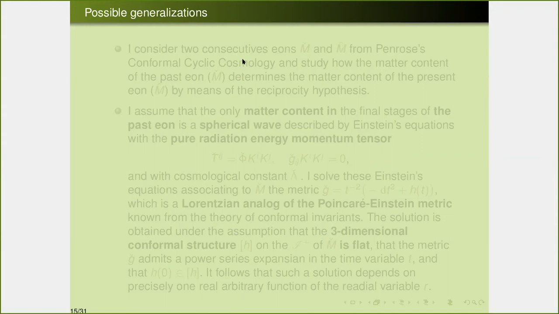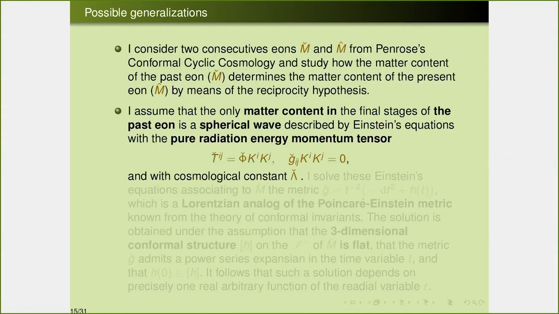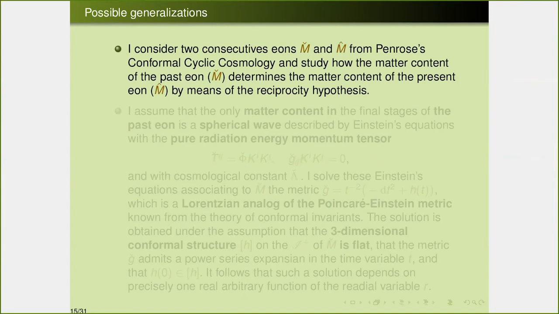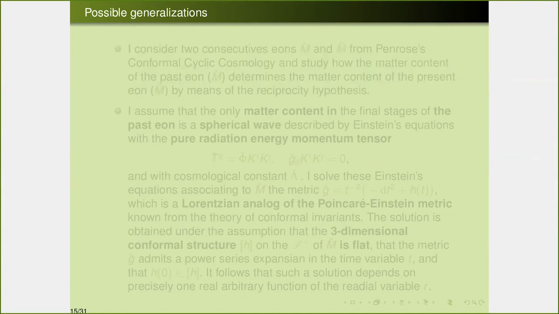Of course, for me, a gravitational wave is just this thing. I haven't put the setting in yet. I'm just motivating what I'm going to do. So suppose that there is just this spherical thing going there, and the question is what's going on with this when it passes to the next eon.